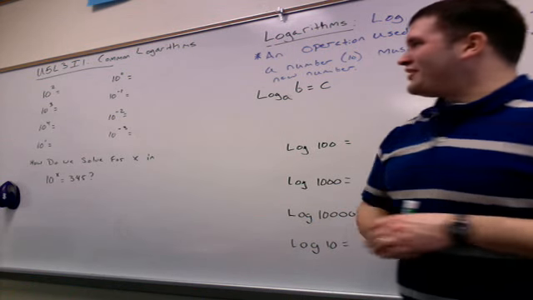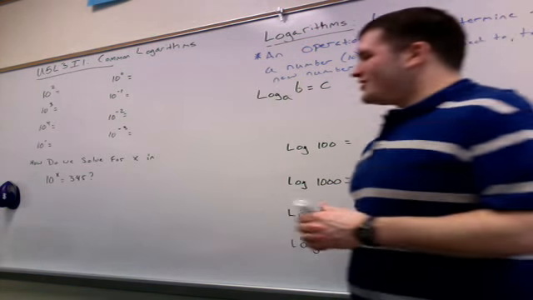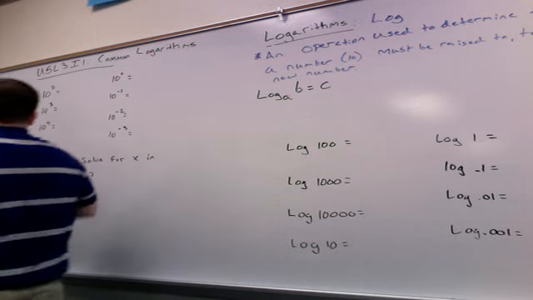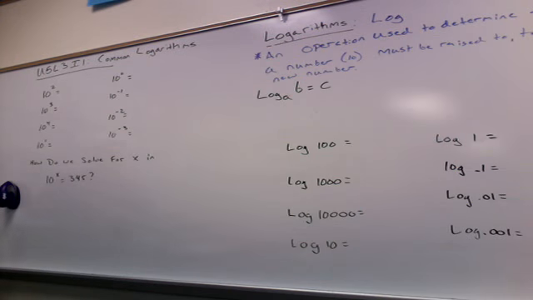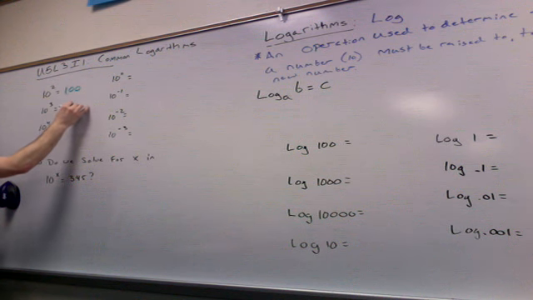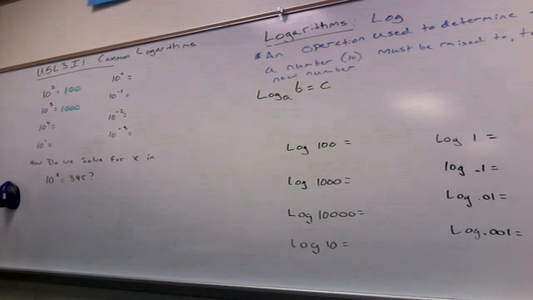All right, Unit 5, Lesson 3, Investigation 1, Common Logarithms. All right, to get started, we calculated 10 raised to different powers. What's 10 to the second? 100. Good, 100. 10 to the third? 1,000. 1,000, nice. 10 to the fourth? 10,000.